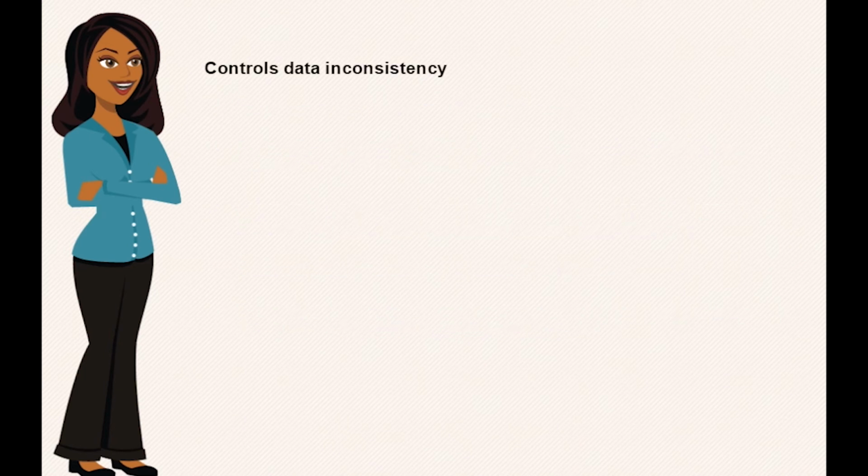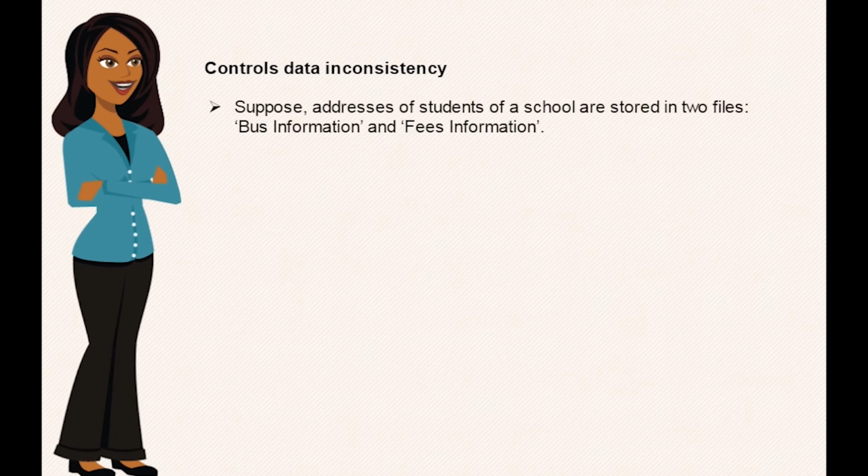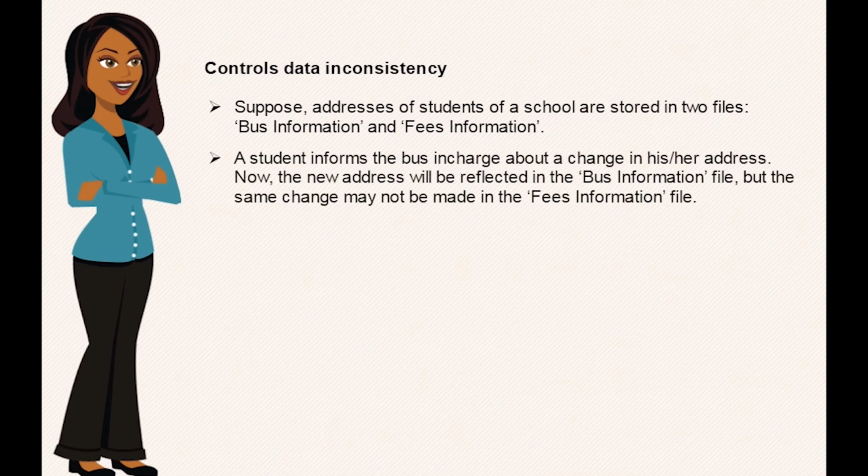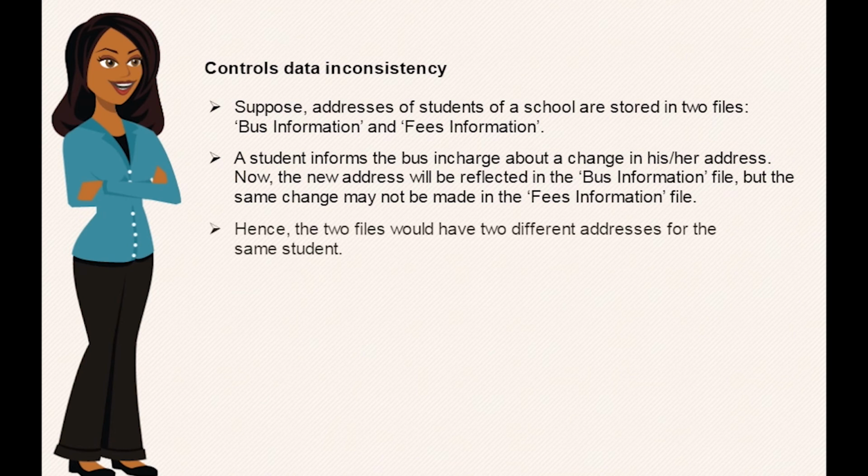Controls data inconsistency. Suppose addresses of students of a school are stored in two files, bus information and fees information. A student informs the bus in charge about a change in his or her address. Now the new address will be reflected in the bus information file, but the same change may not be made in the fees information file. Hence, the two files would have two different addresses for the same student. This will not happen in a properly maintained database.